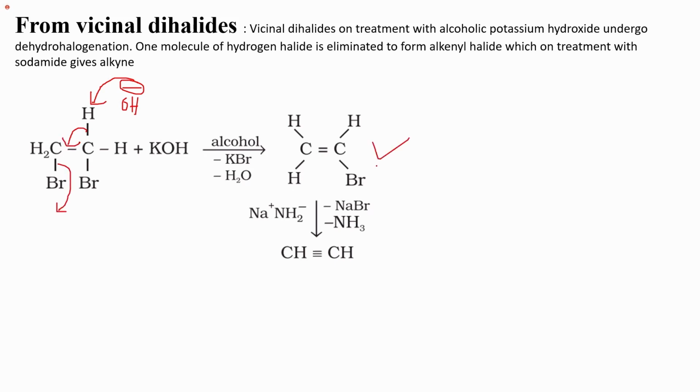Then we are generating this one. Now you have NaNH2, that is Na plus NH2 minus, then NaBr and NH3. This hydrogen will come out again, and the Br minus will come out. Then we are generating HC triple bond CH. So we are generating the acetylene moiety. This is called acetylene, the first member of the alkyne series, with C2 carbon. Okay, so we'll stop here, maybe next week.